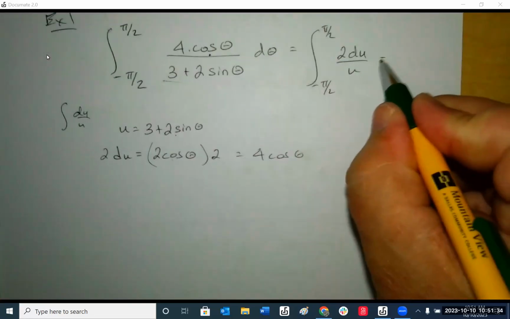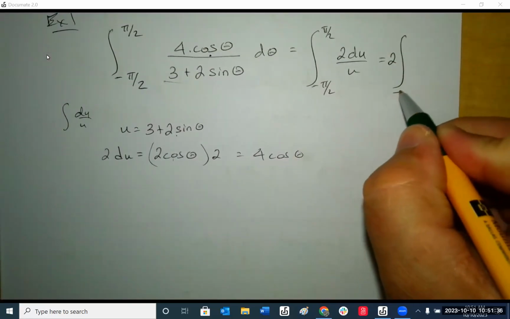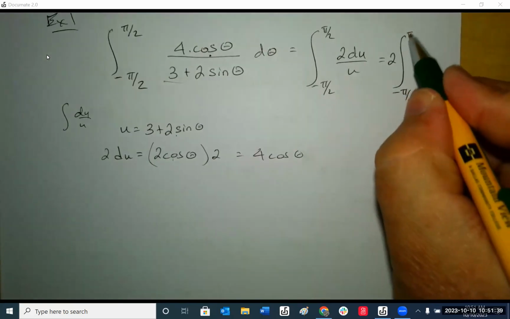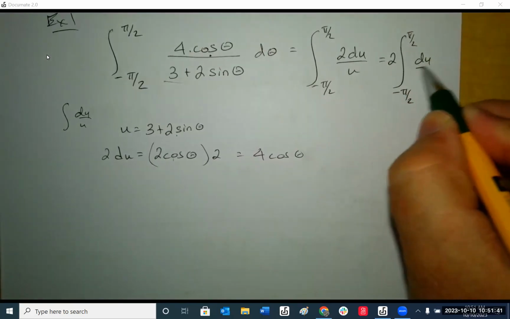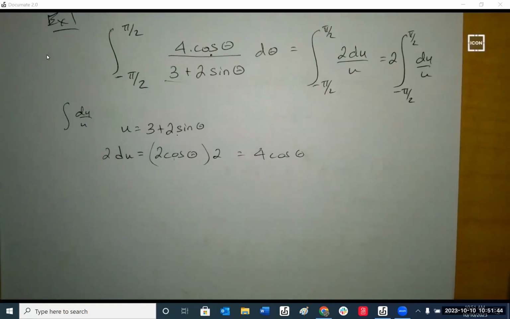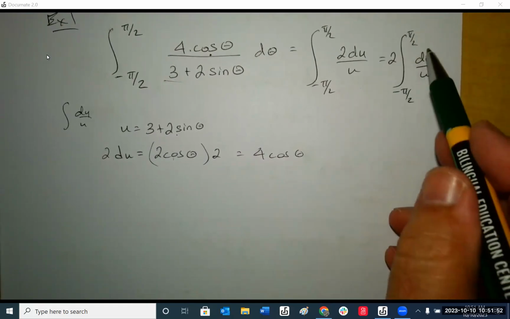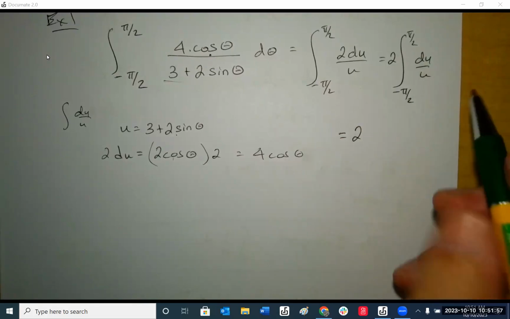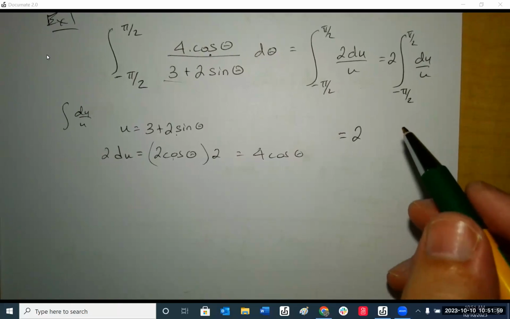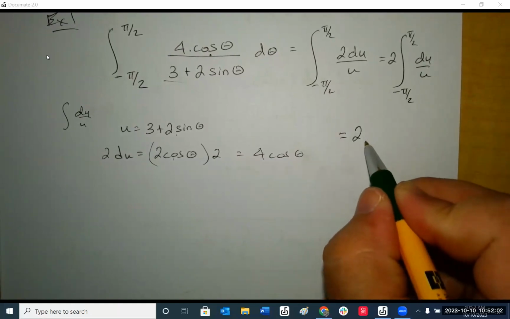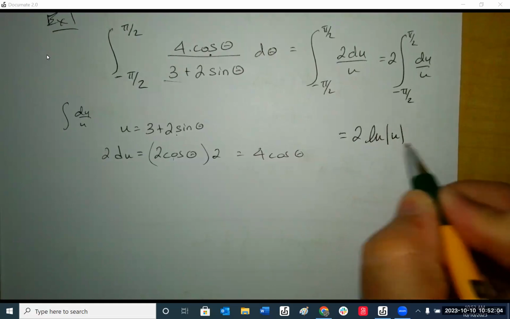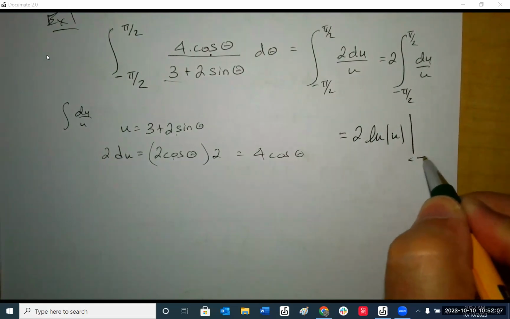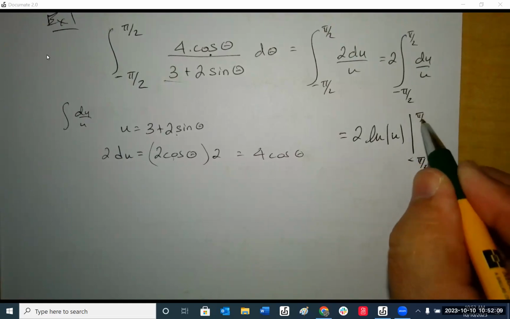The 2 is a constant, so it goes out in front. So we have the integral of du over u. What is the integral of du over u? To our bounds.